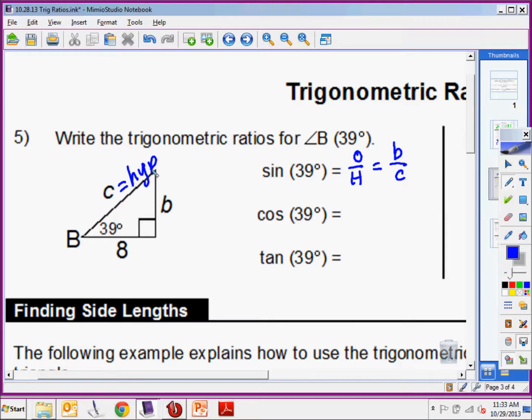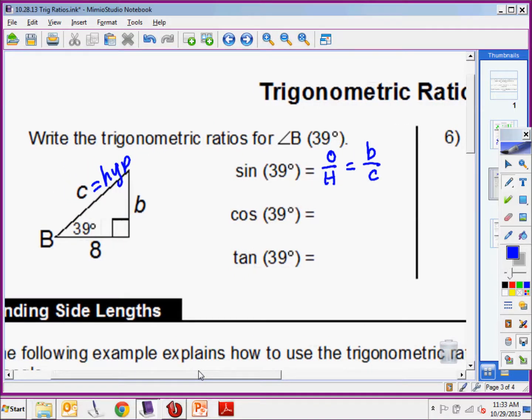What if it gives us a 90 degree? It'll never do that. If it asks you for 90, you can try it. If I do sine of 90, what's opposite? It would be C over C. So the sine of 90 is 1. The cosine of 90 is zero. If you don't believe me, type it in the calculator. It's going to tell you the same thing. Don't worry, when we make our unit circles, you're going to learn it. Don't get too excited.